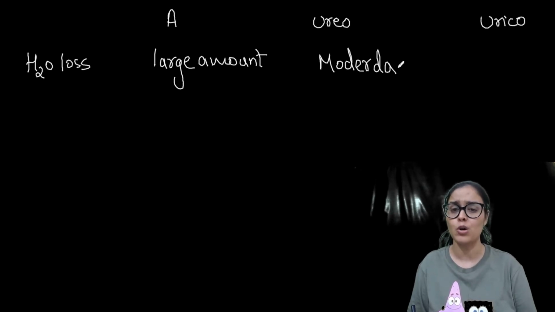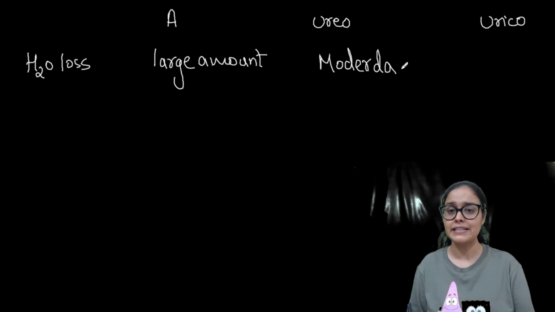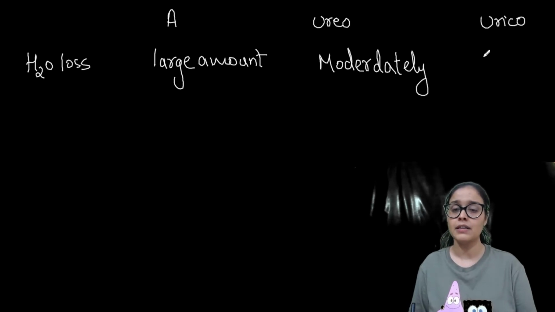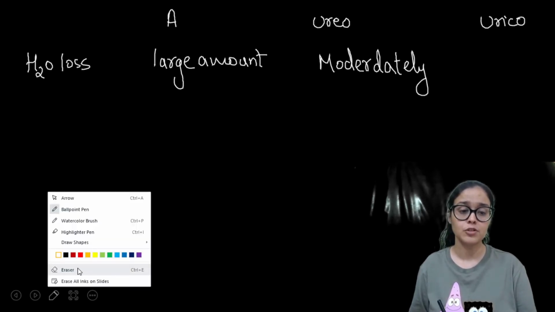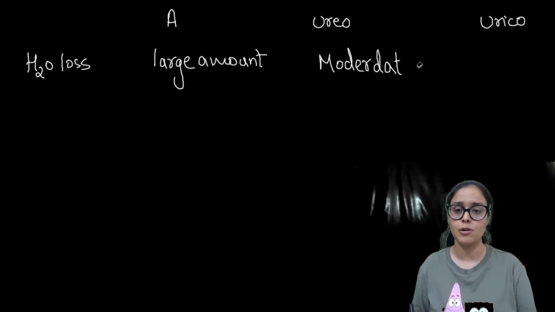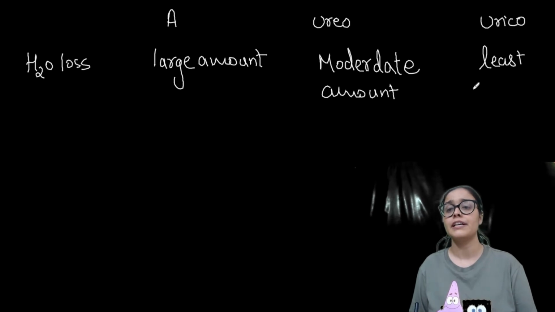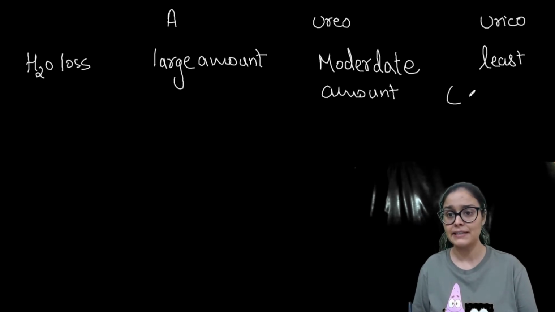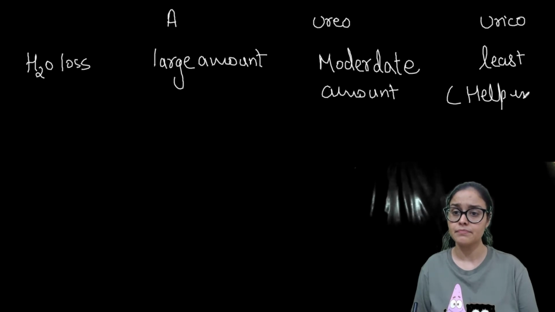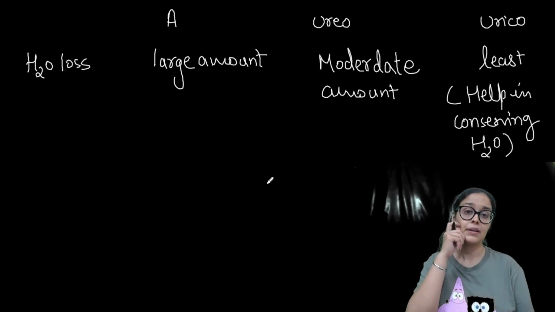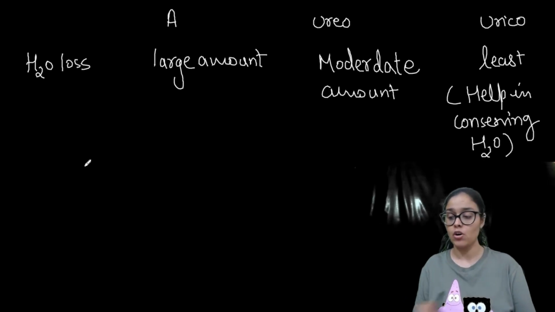So that means urea requires a moderate amount of water to excrete. Moderate amount of water, right? And when we talk about uricotelic, it requires the least amount of water. So that means it is basically conserving water in the body. So this is good for them. They are conserving water in the body, that you have to remember, right? So that is water loss.